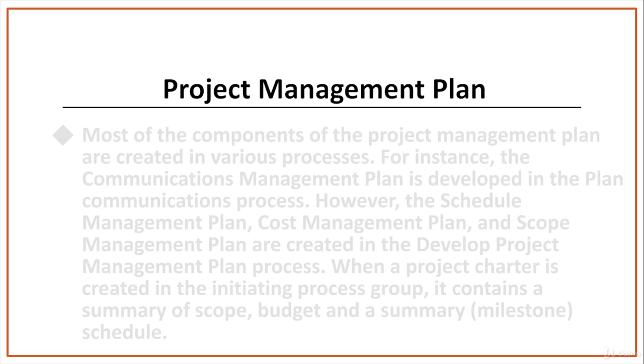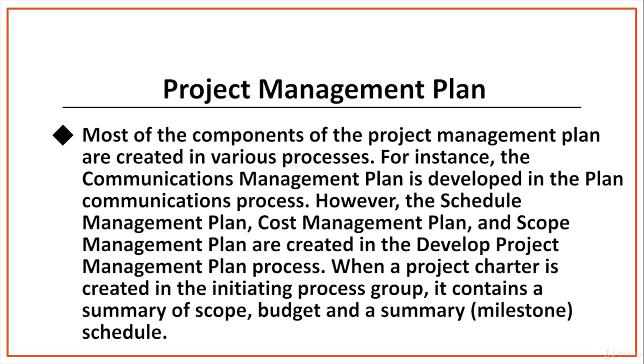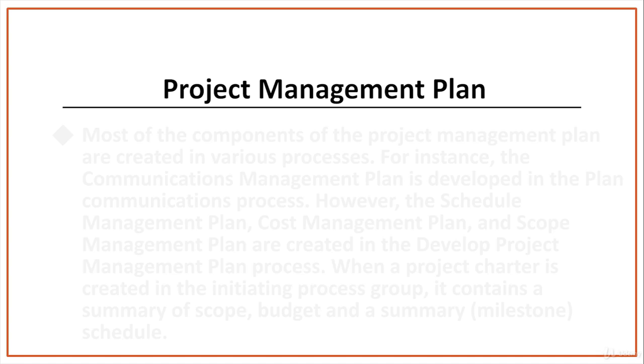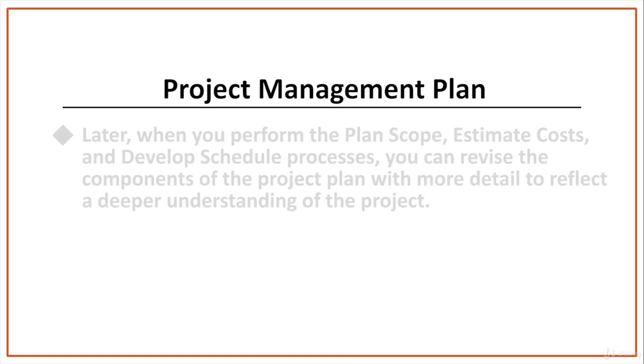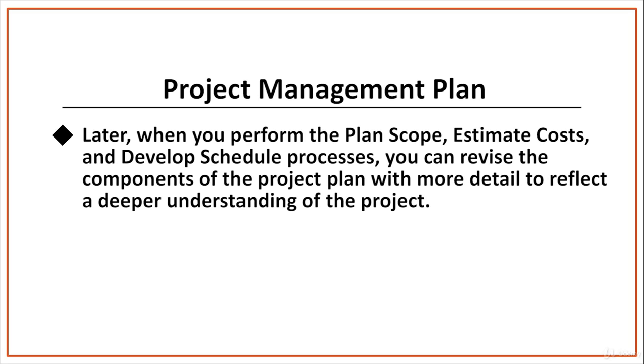Most of the components of the project management plan are created in various processes. For instance, the communications management plan is developed in the Plan Communications process. However, the schedule management plan, cost management plan, and scope management plan are created in the Develop Project Management Plan process. When a project charter is created in the initiating process group, it contains a summary of scope, budget, and a summary or milestone schedule. Since you already have these things at the time you begin developing the project plan, you can go ahead and develop the scope management plan, cost management plan, and the schedule management plan. Later, when you perform the Plan Scope, Estimate Costs, and Develop Schedule processes, you can revise the components of the project plan with more detail to reflect a deeper understanding of the project.